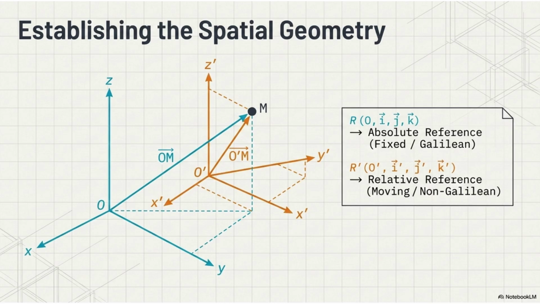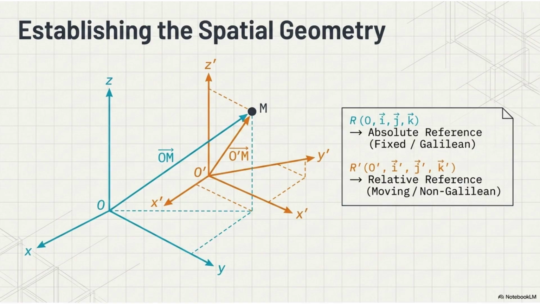The position of point M can therefore be described in two different ways. In the fixed frame, its position is represented by the vector OM. In the moving frame, its position relative to O' is represented by O'M. We can also describe the position of the moving origin O' relative to O.